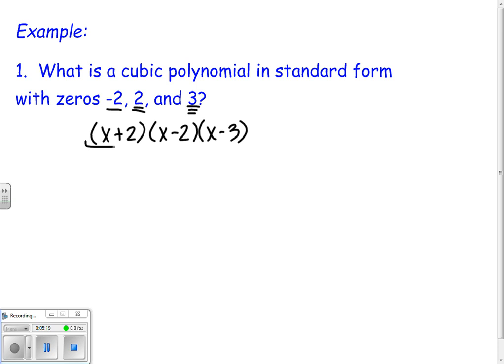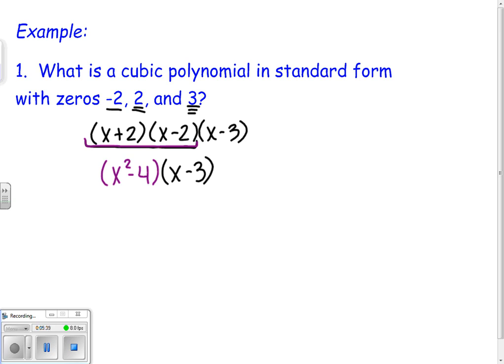I'll tell you, your best bet is to always do opposite factors if they exist, because if you FOIL them, things cancel for you. I'll actually do this in a different color. I'll do this in purple. If you FOIL and pretty up x plus 2, x minus 2, you get x squared minus 4. Then all I need to do is give that to the x minus 3.